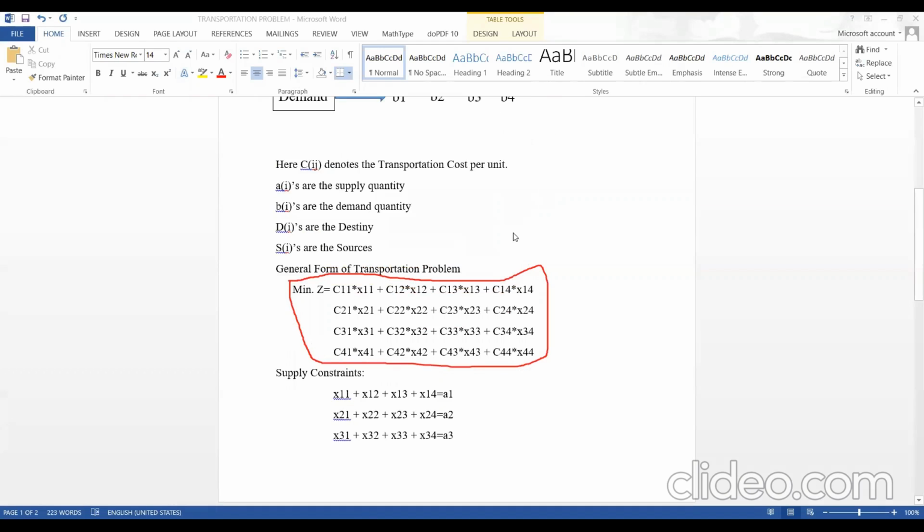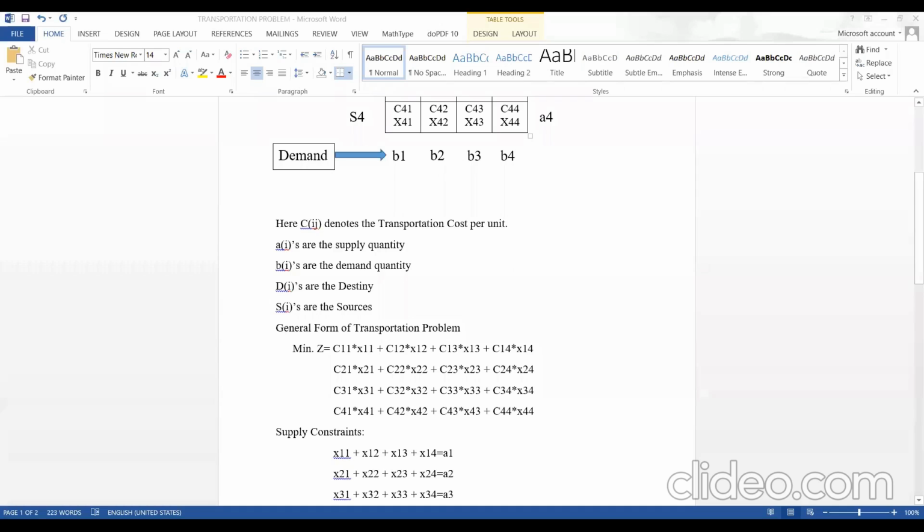Did you understand this part, the objective function part? How the objective function is formed from the table? It will be the same for each transportation problem. Like this, we need to write the objective function.